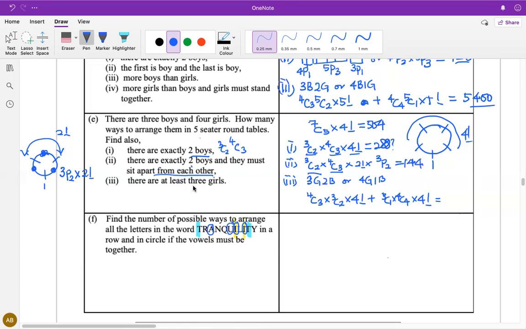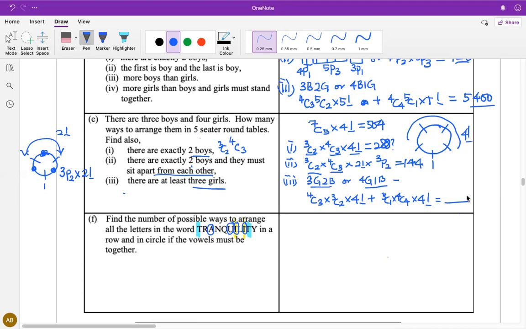Now number 3, at least 3 girls. That means 3 girls and 2 boys, or 4 girls and 1 boy. There is no 5 girls, because there are only 4 girls. So that means we have only 2 cases. 4 choose 3 girls, 3 choose 2 boys, and 4 factorial. Then plus 3 choose 1 boy, 4 choose 4 girls, and then 4 factorial. So you add up these 2.